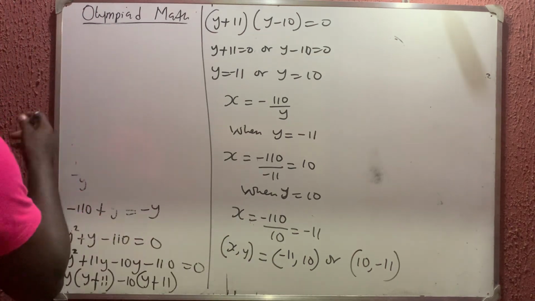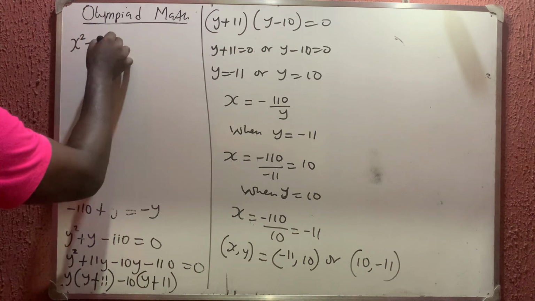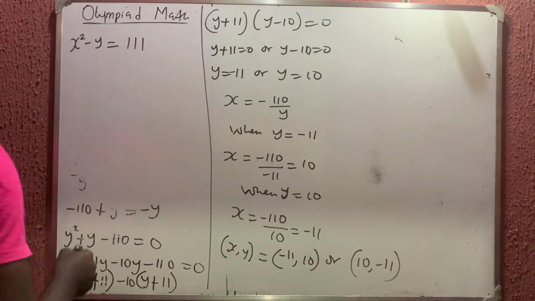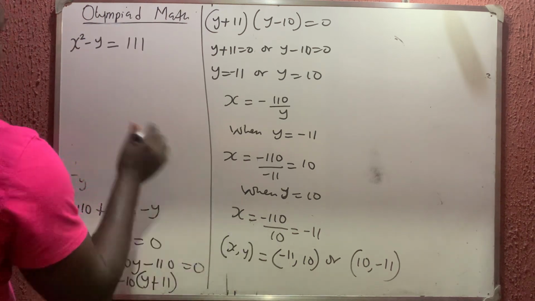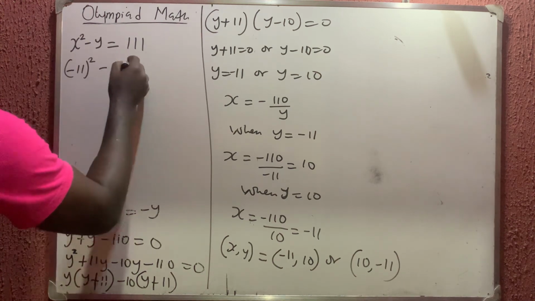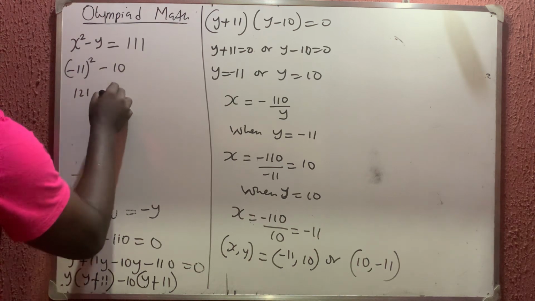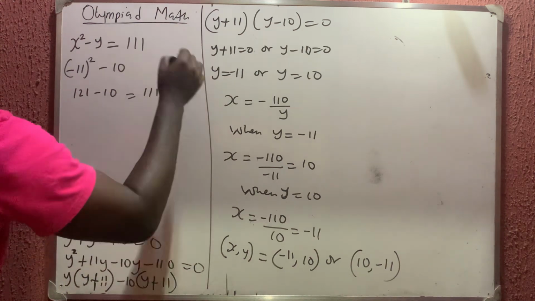From the question, we have that x squared minus y is giving us 111. Let us check. We have minus 11 all squared minus 10. Will it give us 111? This is 121 minus 10. Is it 111? Yes, it's correct.